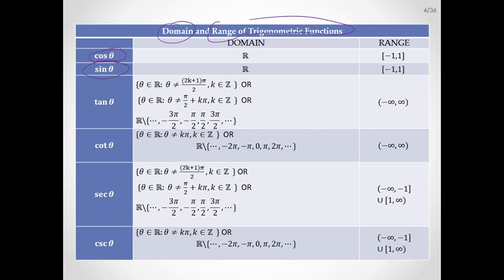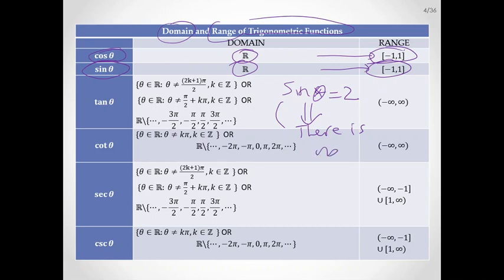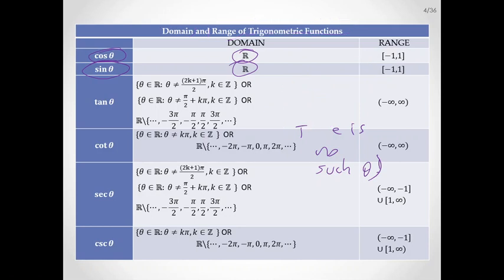Cosine theta and sine theta are the easiest ones, and their domain is all real numbers, and their range is -1 to 1. So if someone asks you, for example, is there any theta for which sine theta is equal to 2? There is no such theta. Why? Because sine theta can be at most 1 and at least -1. Because it's the range, and it's coming from the right triangle, where you divide by the hypotenuse, so it's always less than 1.